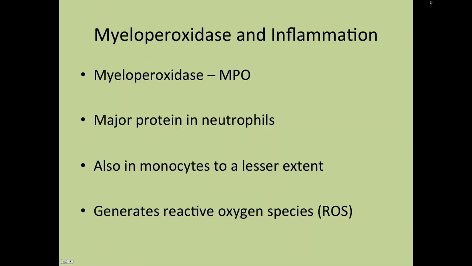And remember, it's also a component in monocytes. So when you have real high monocytes, chances are you're going to have high myeloperoxidase, and chances are you're going to be prone to initiate plaquing. It also generates high levels of reactive oxygen species.